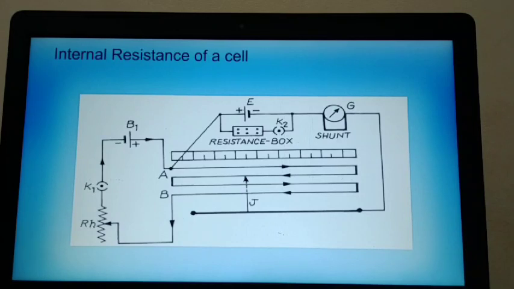And see, this is the circuit for finding the internal resistance of a cell. Again, the primary circuit remains the same: B1, K1 and RH. In the secondary circuit, you have the cell E, whose internal resistance is to be calculated. In parallel to that, a resistance box is connected with a key K2, and again a galvanometer is connected to a jockey. Here also you find the balancing length of E with K2 open and closed, and using that you find the internal resistance of the cell.